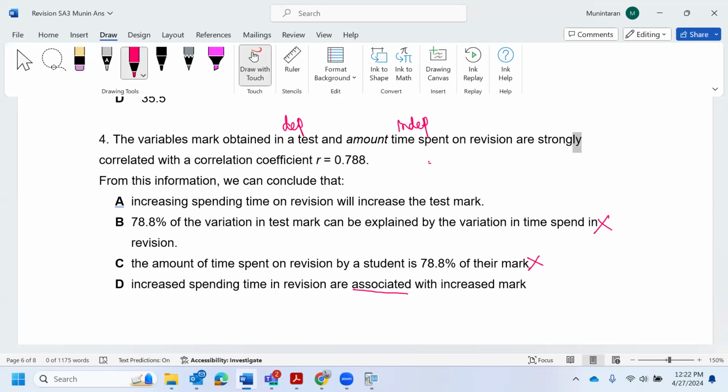I think I mentioned that when your X increases, Y also increases. You can also say when your X decreases, your Y also will decrease, because it is a positive value. So the perfect answer should be D.